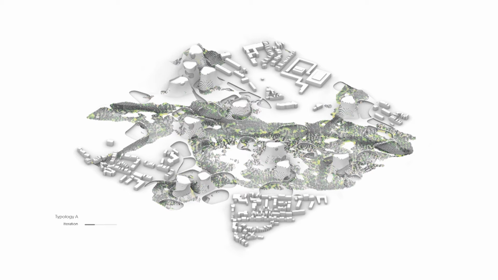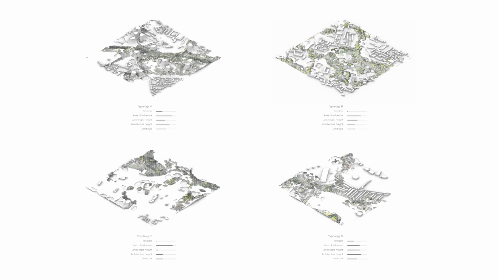The process is repeated using an algorithm that adapts to the needs of every typology, using variables such as area of influence, landscape and architecture height, as well as void size. It is possible to create an infinite number of iterations that diversify the results, while addressing the needs of the specific area of interest. From urban environment to biodynamic city.